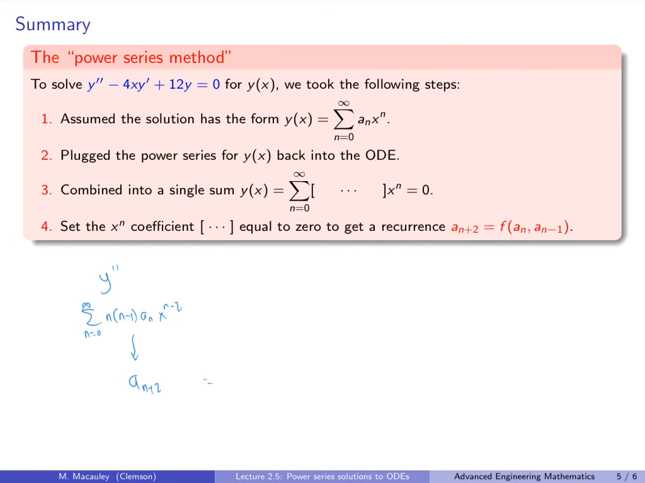And then everything else had an a_n in it. But suppose we also had, maybe, y prime. Now this would give us the sum from n equals 0 to infinity of n a_n x to the n minus 1. And when I say y prime, I mean without an x in front.